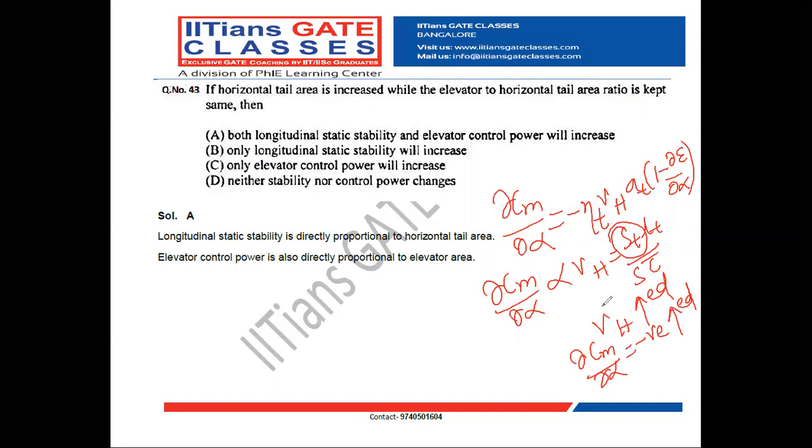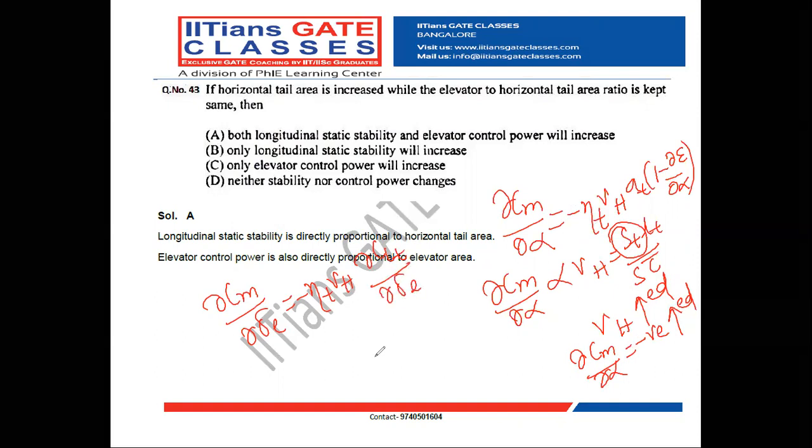So that means by increasing horizontal tail area, longitudinal static stability increases. Now we'll see what happens to the elevator power. What is elevator power? How will you find out elevator power? ∂Cm/∂δE value indicates our elevator power: η_t V_H ∂CL_t/∂δE.